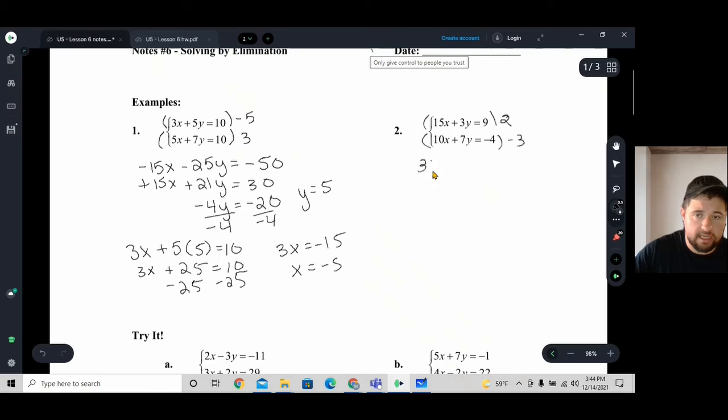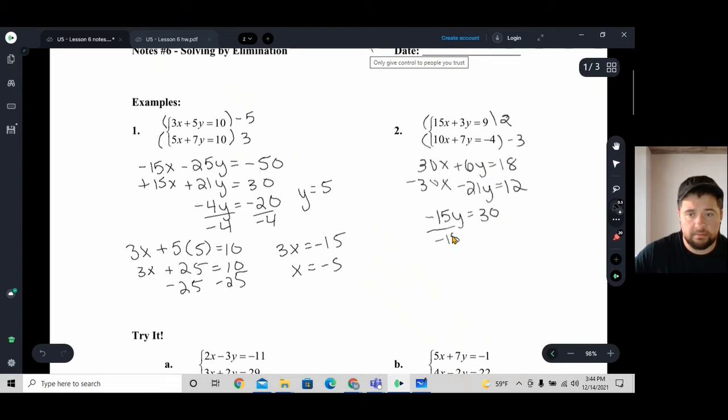So that's going to give me 30x plus 6y equals 18. And in my bottom equation, I'm going to have negative 30x minus 21y equals 12. My x's will cancel, and I'll get negative 15y equals 30. I'll divide it out. Y equals negative 2.